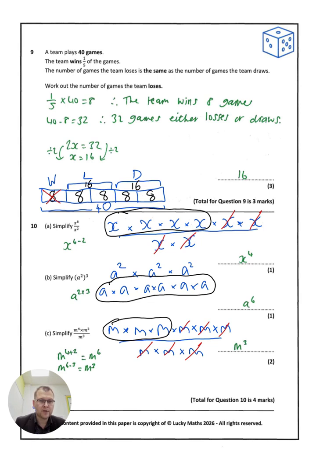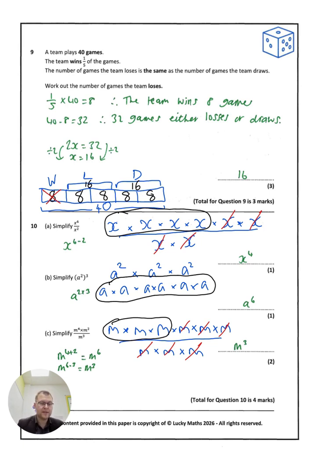But on the model, if we look, one box I've crossed off because that's not important. We're left with the games the team loses and the games the team draws, but they happen to be the same. And that basically means there are 4 boxes left. 2 of them represent the losses, and 2 of them represent the draws. So two 8s mean there were 16 losses and 16 draws.